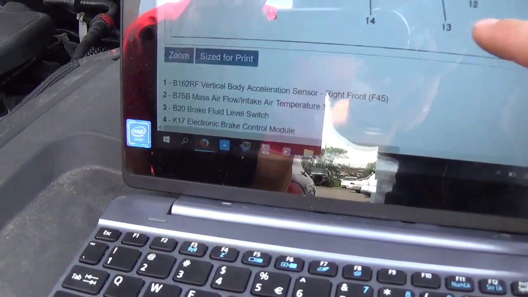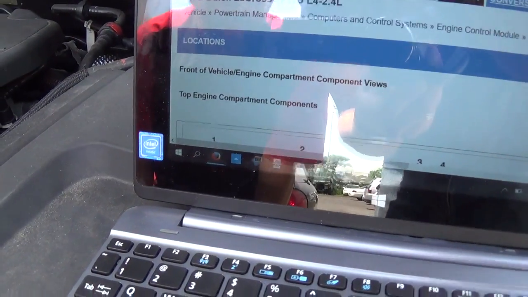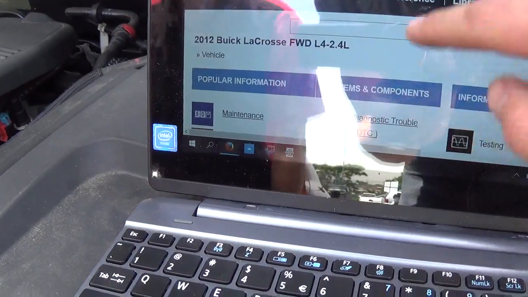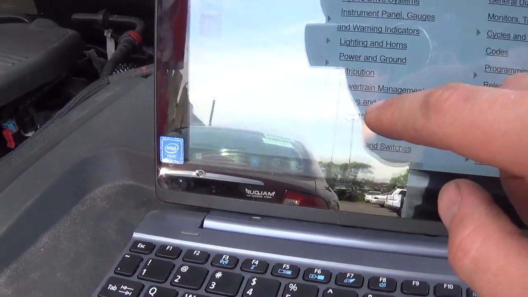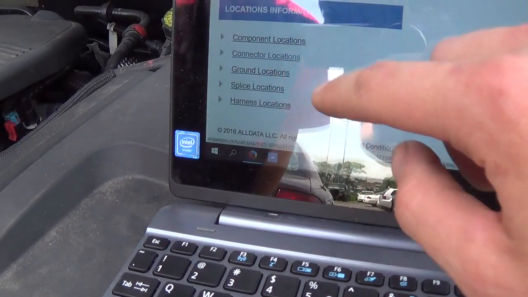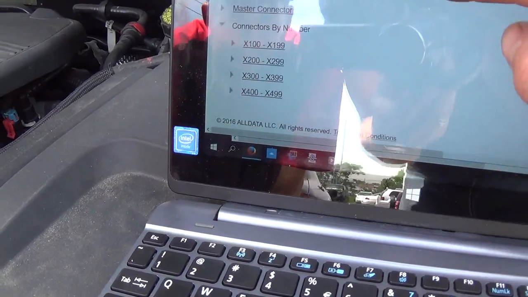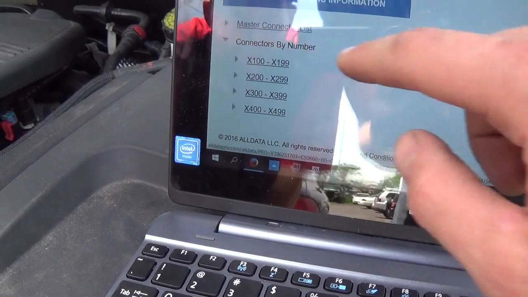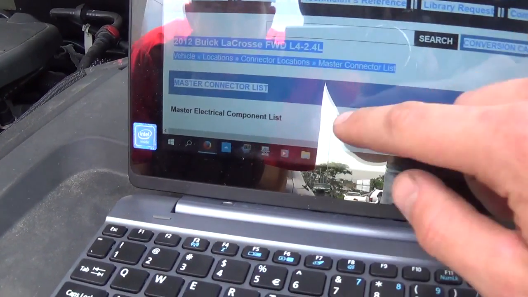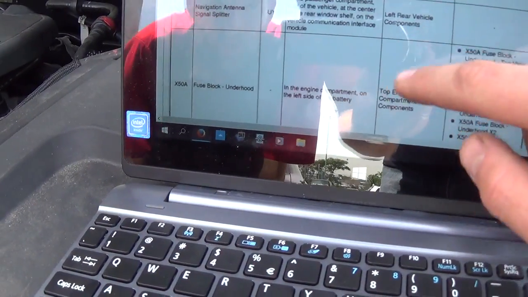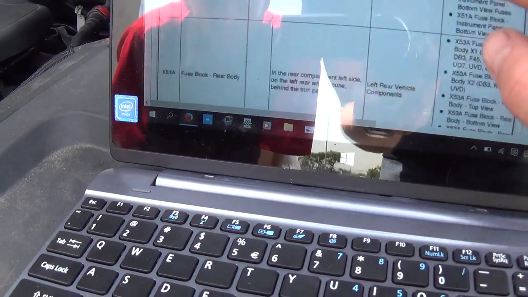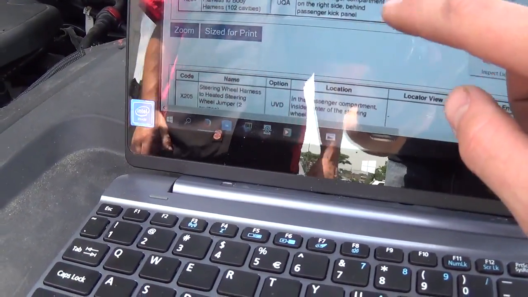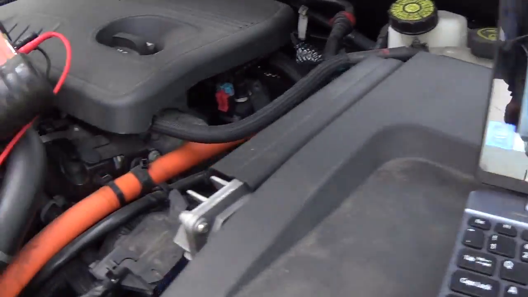X50. No. So you want connector locations, right? Try it that way. Go back and go to connector locations. Okay, what are you looking for? It was X1. That's all they gave us was X1, 2, and 3. Master component list. X50, X51. I can't believe they don't give you that. Yep, this is what happens. This is the exact same way in GM SI, by the way.